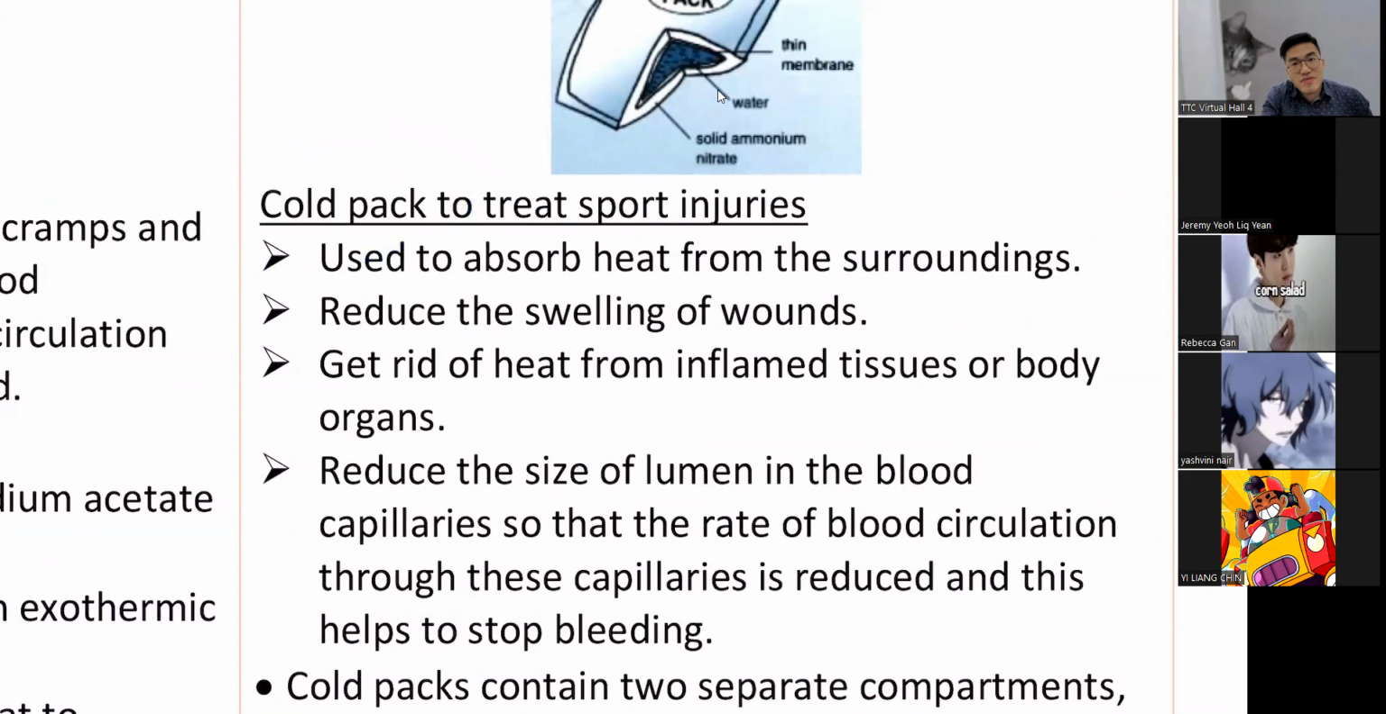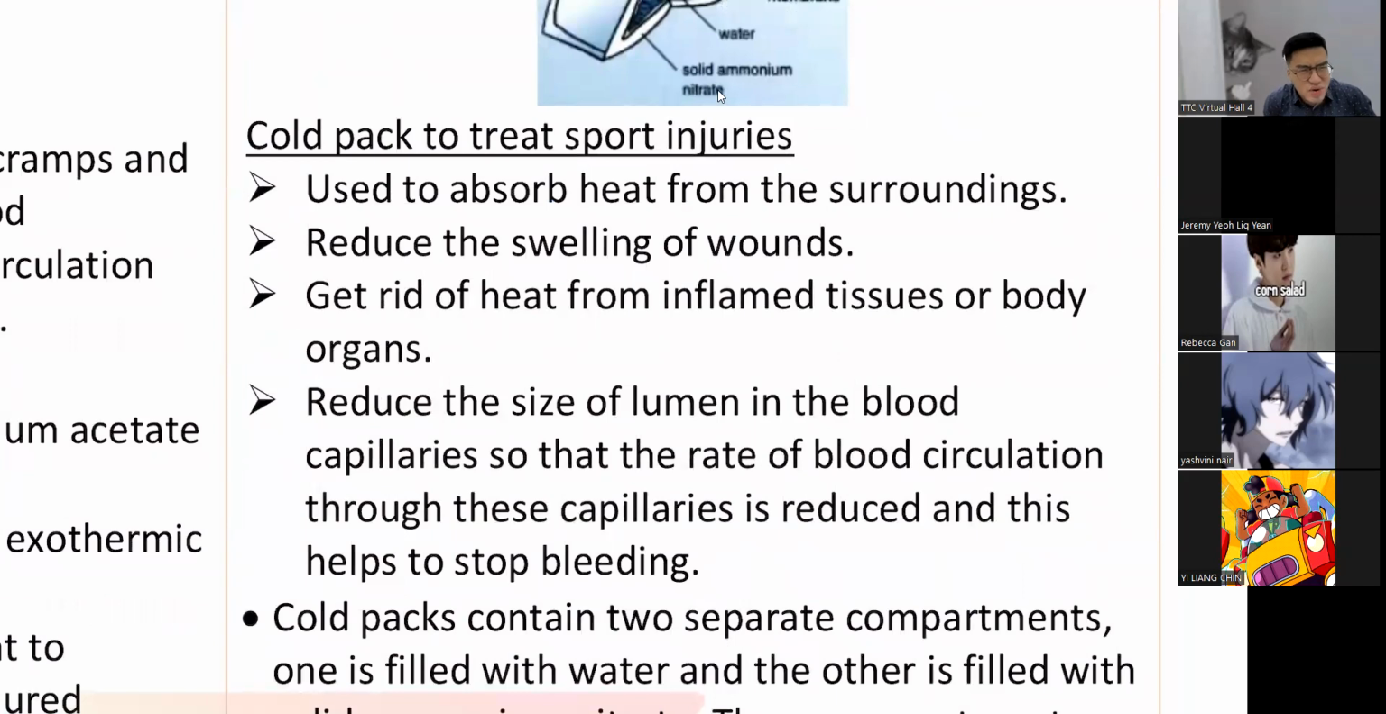All right, guys, do you have this at home? I think it is pretty wise for you to keep this at home, right? Not just because they are good for your sports injury, they're good for everything. When you burn your skin, when you burn your hands, when you have muscle soreness, when you have bruises, do you know bruises you can use cold pack to treat? Okay, so how does it work? How does cold pack work?